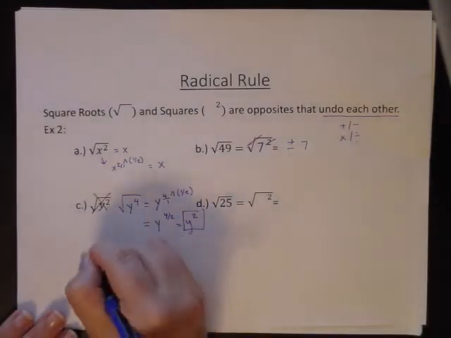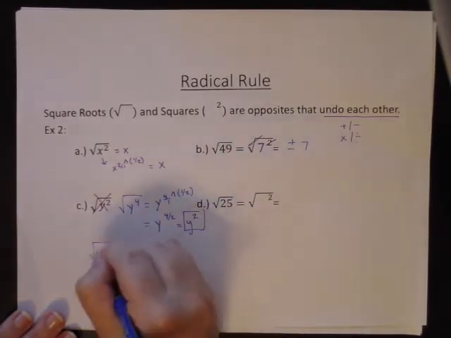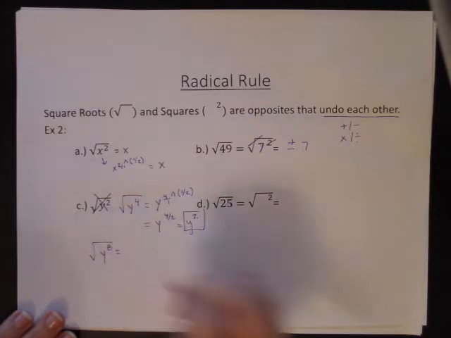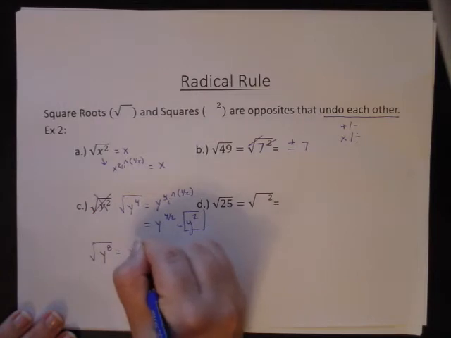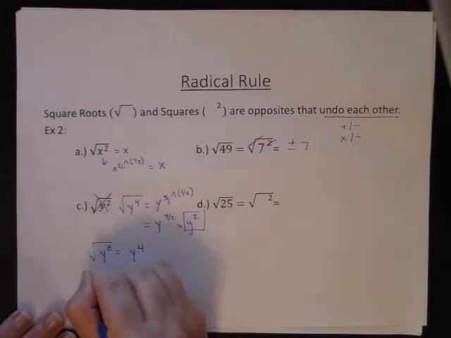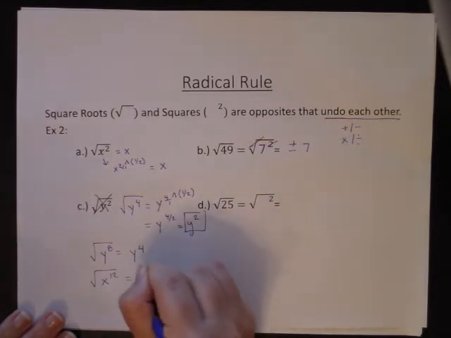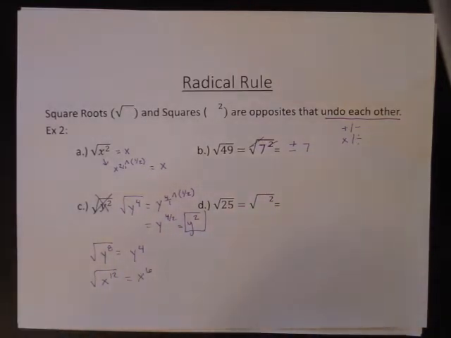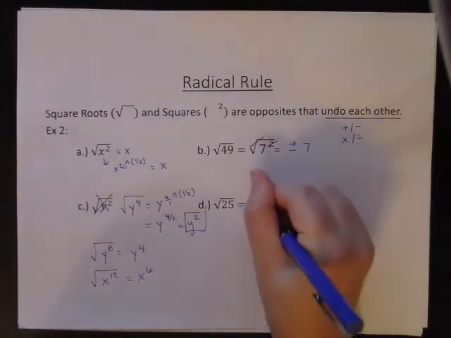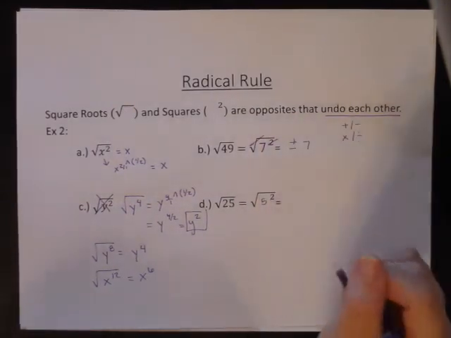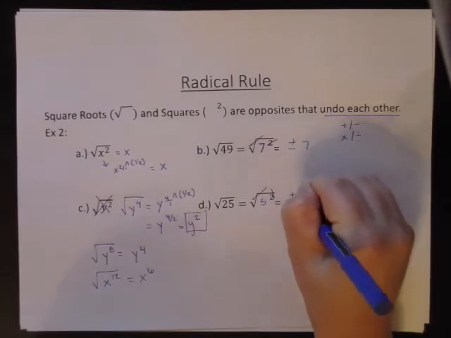Okay, so let me show you another one. If I take the square root of y to the 8th, all I would need to do is take the 8 and divide it by 2, so it would be y to the 4th. If I had the square root of x to the 12th, 12 divided by 2 is 6, so this would be x to the 6. Alright, now let's look at this one. If I've got the square root of 25, what times what gives me 25? 5 times 5, so 5 squared. Square roots and squares are opposites of each other, so I'm left with plus or minus 5.